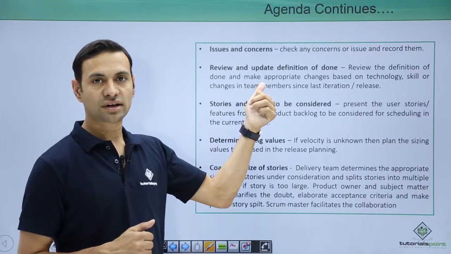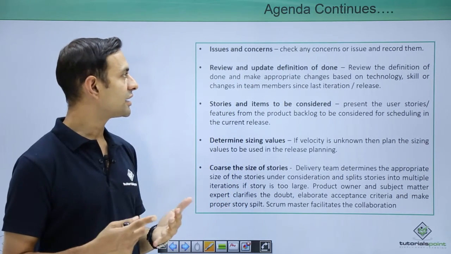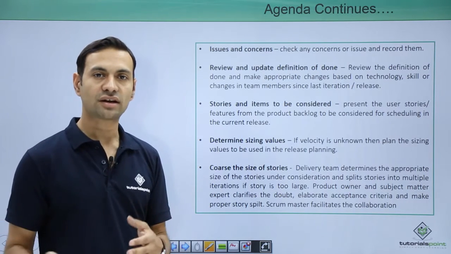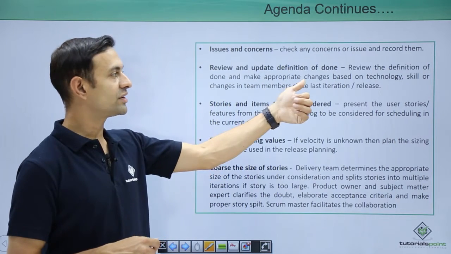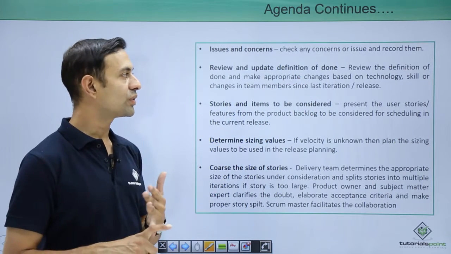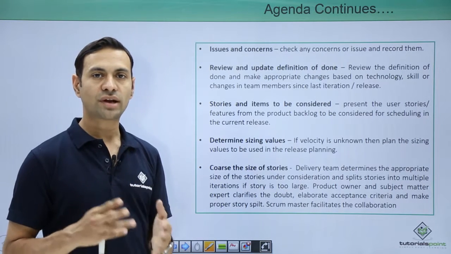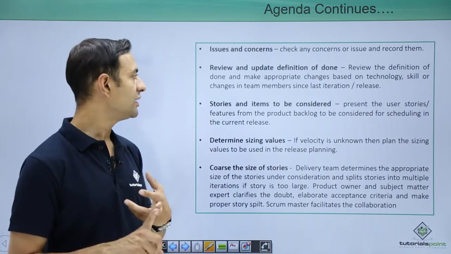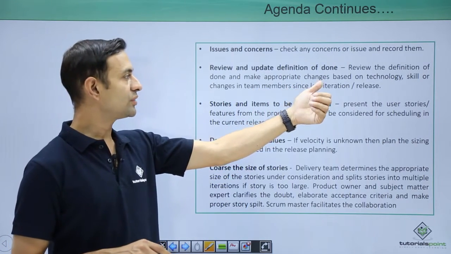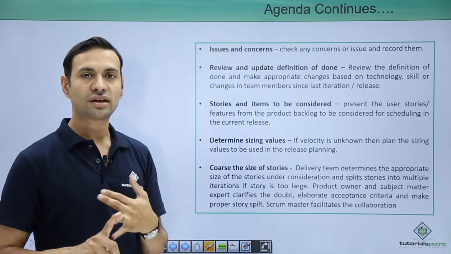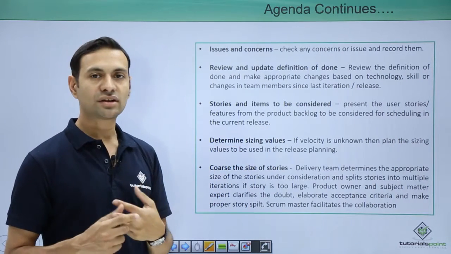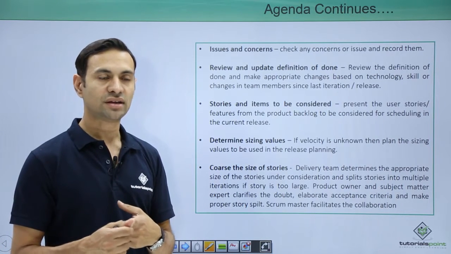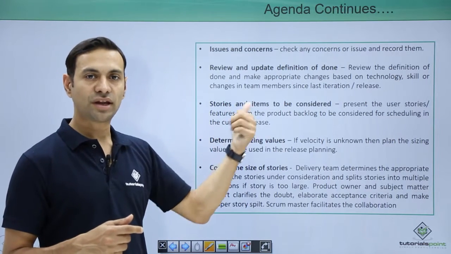We have issues and any concerns. In case anybody raises a concern or issue, we need to check and record it so that it can be used in later release plannings. Review and update the definition of done. This is an iterative model, and we know the definition of done can change from time to time. So we need to review the definition of done for our iteration planning, user stories, everything, and make appropriate changes based on technology, skills, or changes in team members. Since the last iteration, if any team member has left the project or been added, we need to change the velocity and update technical skills if any.